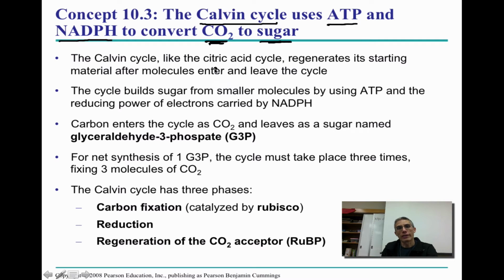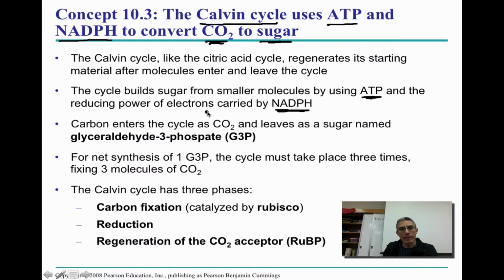So the Calvin cycle, like the citric acid cycle that we saw in cellular respiration, is going to regenerate its starting materials after molecules enter and leave the cycle. So that's something you're going to notice that's very similar to what we've already looked at back in cellular respiration when we talked about the Krebs or the citric acid cycle. The cycle is going to build sugar from smaller molecules by using ATP, so the energy in ATP, and again the reducing power of the electrons that are going to be carried by NADPH.